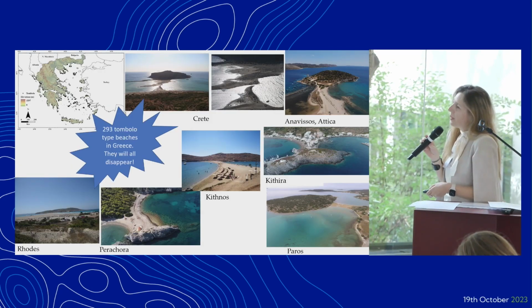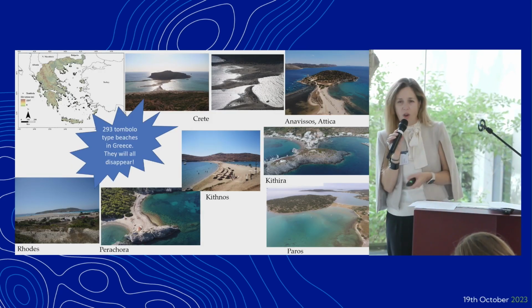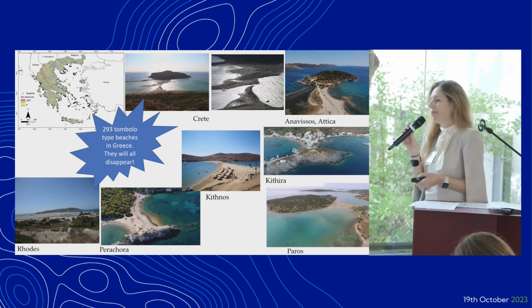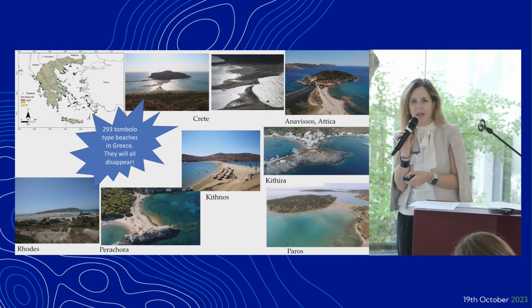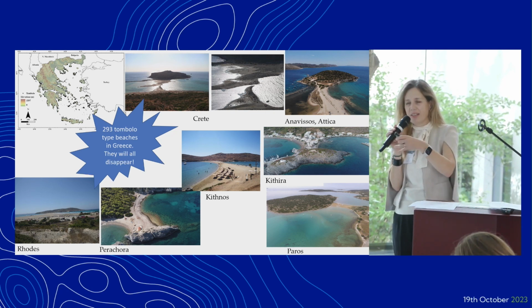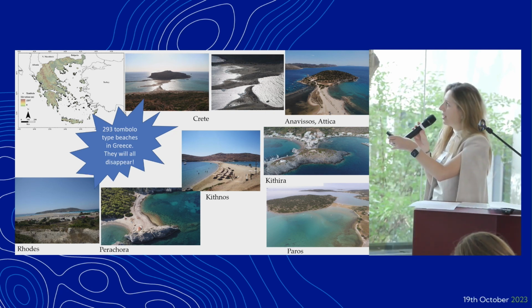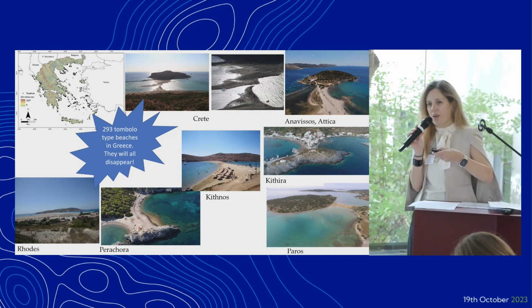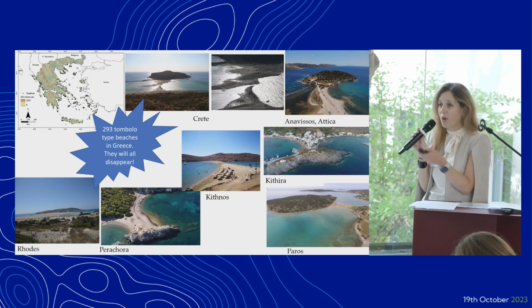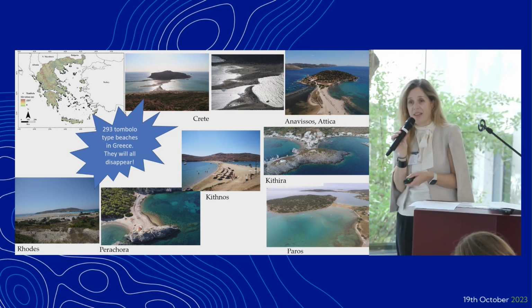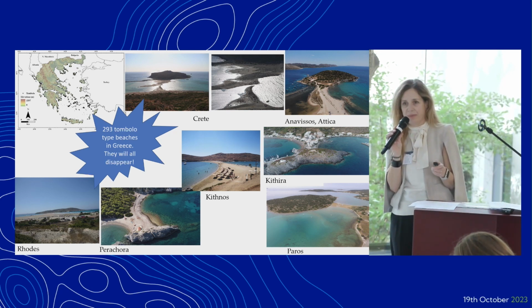Just an example of the beaches that will face such a problem is the tombolo type, when you have a sand bar connecting inland with the land. In my country, in Greece, we have almost 300 beaches like that. They will all disappear.